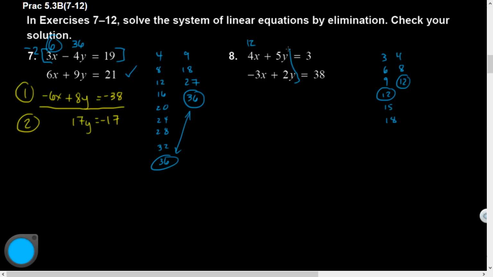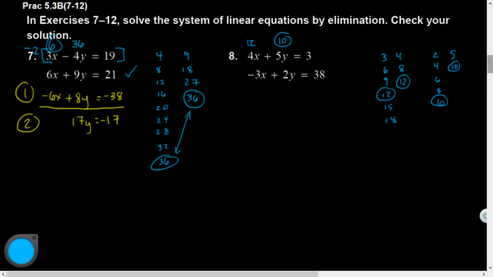Find the LCM for these y's coefficients. So 5 and 2. Let's see. So 2, 4, 6, 8, 10. That's a multiple of 5 if I ever saw one. Yeah, 5, 10 right there. Bingo. All right, so if I have a choice between 12 and 10, which one do you guys want to work with? Yeah, we'll pick 10.